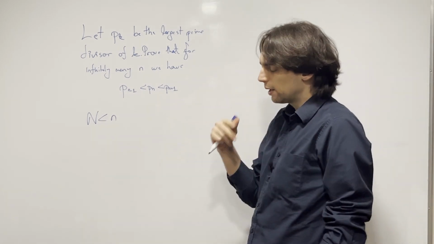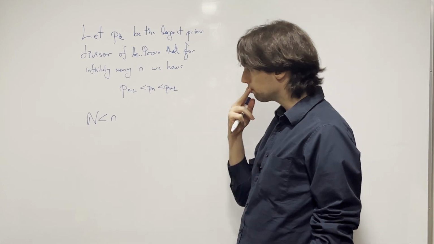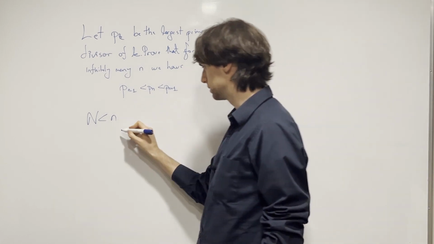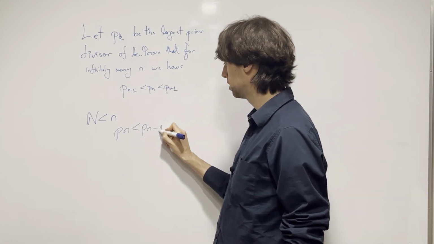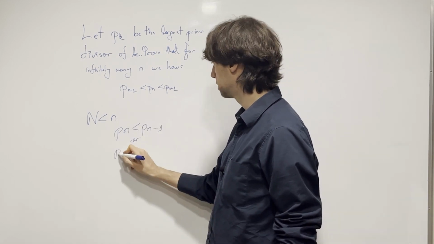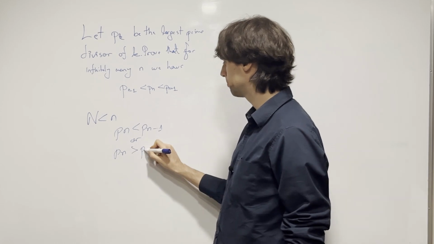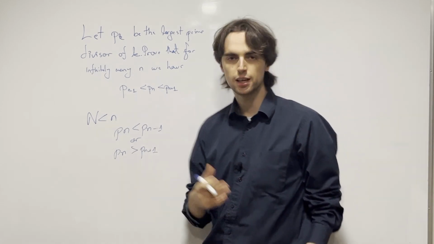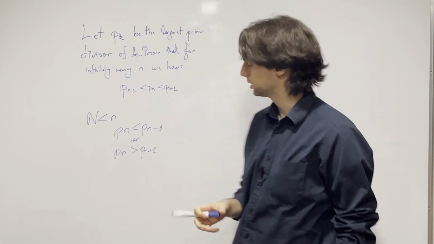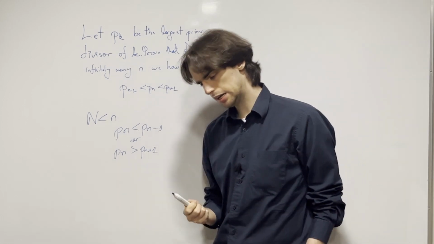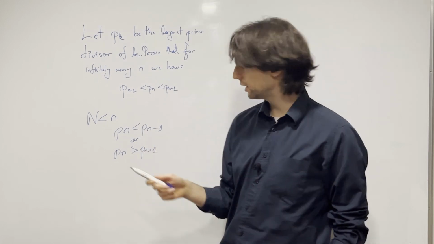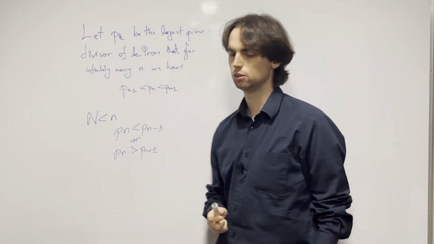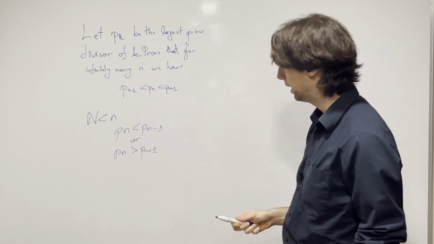So what happens then? Well, this is not true either because p_n was less than p_{n-1}, or because p_n was greater than p_{n+1}. It's because of one of these two reasons. This thing will not always be true, and if this thing isn't true, this other thing needs to be true.